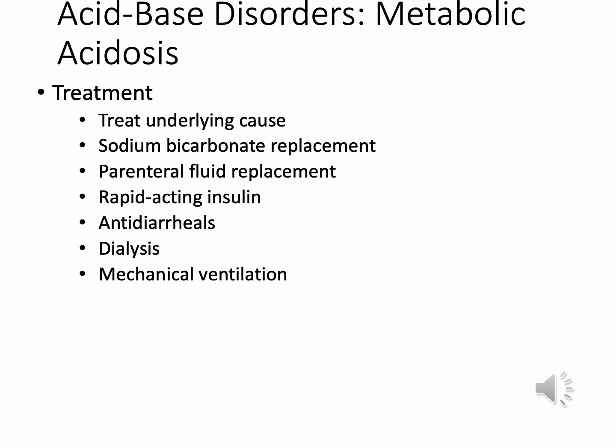Rapid-acting insulin may be needed for patients with diabetes in order to reverse diabetic ketoacidosis and drive potassium back into the cells. Antidiarrheals may be used to treat diarrhea induced by bicarbonate loss. Dialysis may be needed for patients with renal failure or for metabolic acidosis caused by a toxic reaction to medication. Lastly, mechanical ventilation may be initiated to assist respiratory compensation.